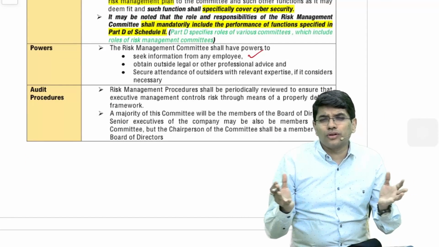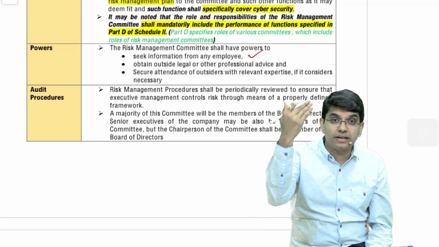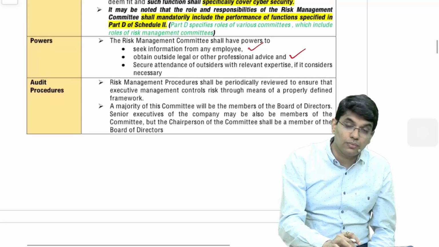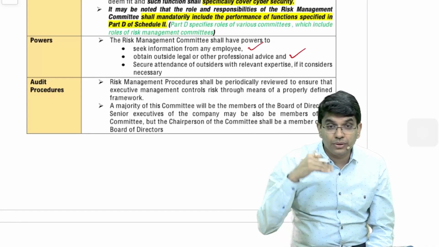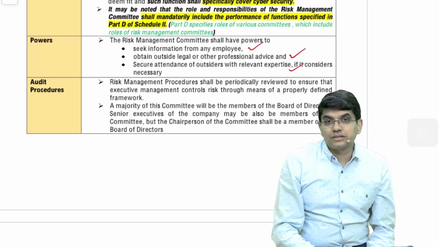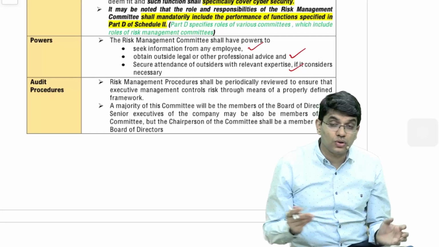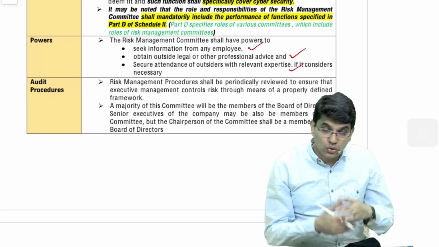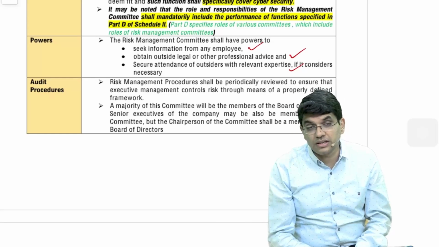They can call for information from employees of the company. That's the very simple power. Then on the higher side, they can get consultation from outside professionals also. And then bigger than that, they can secure attendance of outsiders with relevant expertise. They can ask outsiders to attend the meeting also. They can talk to employees, they can talk to outsiders, they can invite them to their meetings and do the discussion. These are the powers.